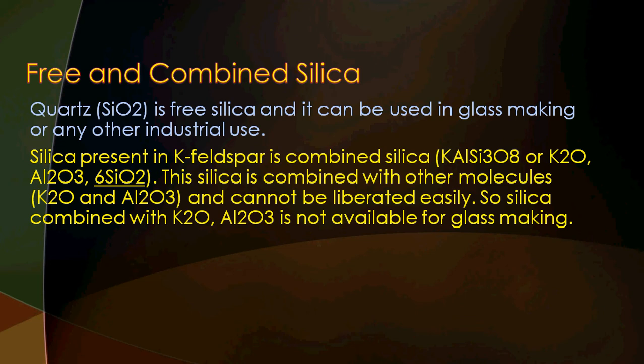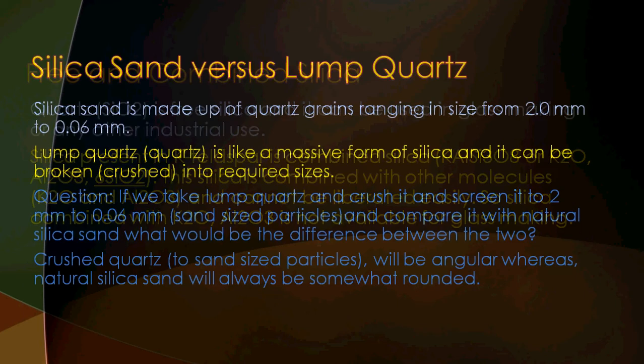So, this silica is not available for glass making. You can use feldspar in whatever you want to use, but you cannot take silica from this feldspar and use it in glass making or anywhere. The silica is combined with other molecules and cannot be liberated easily. So, silica combined with K2O, Al2O3 is not available for glass making.